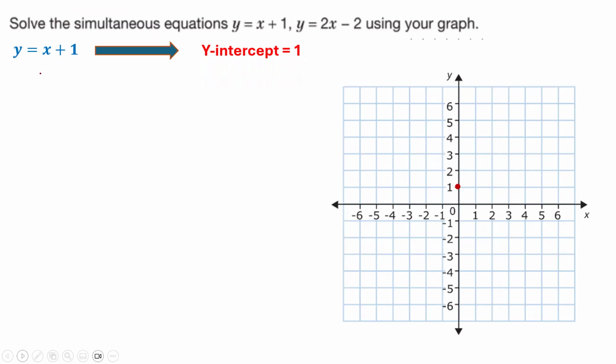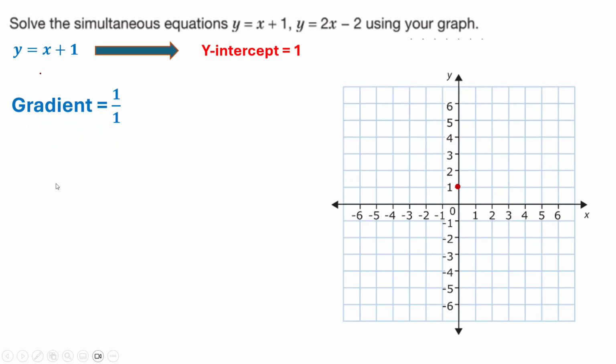Then I will use the gradient, which is 1 from the equation. Remember, y equals mx plus c. The m is 1. So if the gradient is a whole number, I will write it as a fraction. You know that any whole number can be represented as a fraction if you write it over 1. I need to have a gradient as a fraction because when I use the rise over the run, I need to make a vertical move and a horizontal move. According to this fraction, the gradient is 1 over 1.